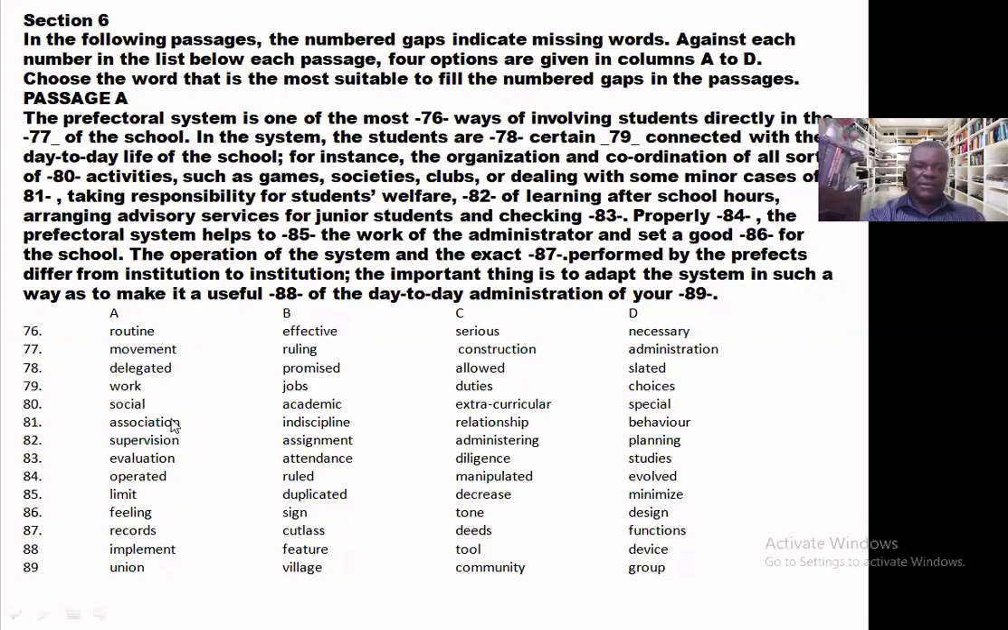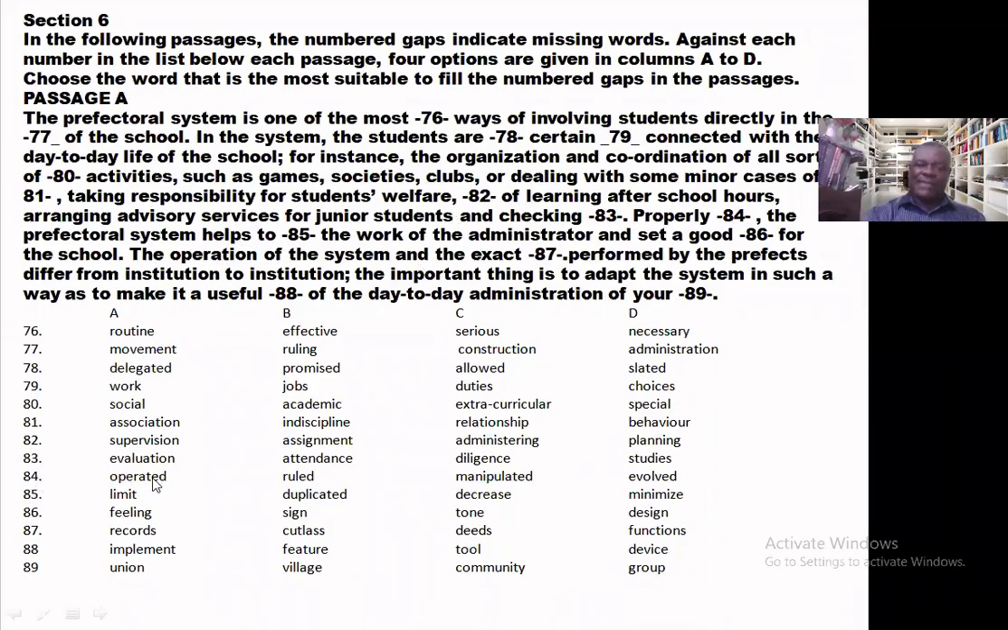Of course, that we have already noted here. Taking responsibility for students' welfare, dash of learning after school hours, supervision of learning, that's quite correct, after school hours, arranging advisory services for junior students, and checking dash, 83, checking attendance, students can check attendance, all right? Properly dash, the prefectorial system helps to dash the work of the administrator and set a good dash for the school, all right? Properly what?